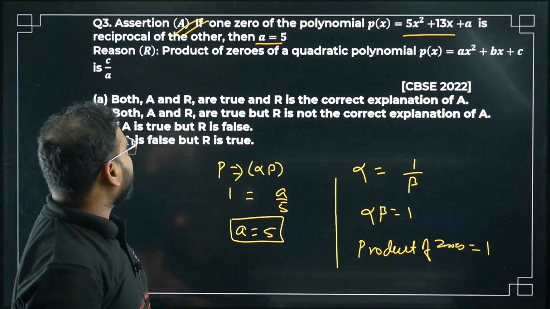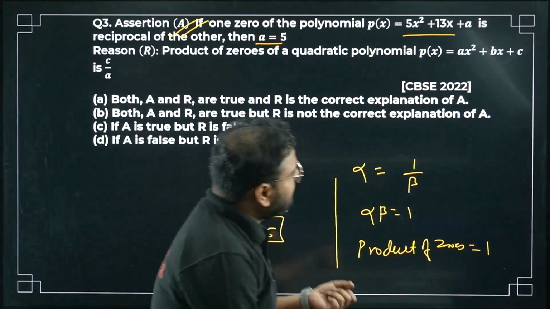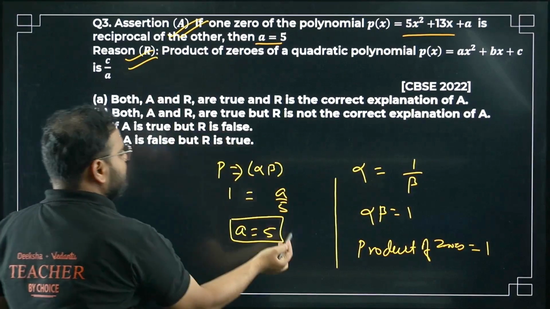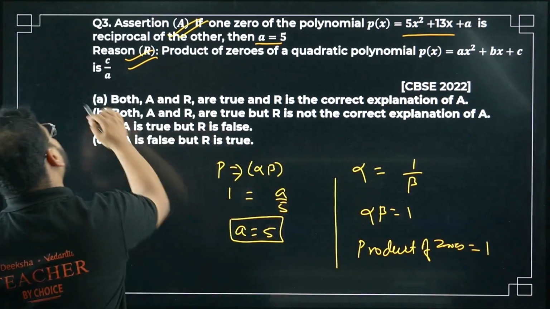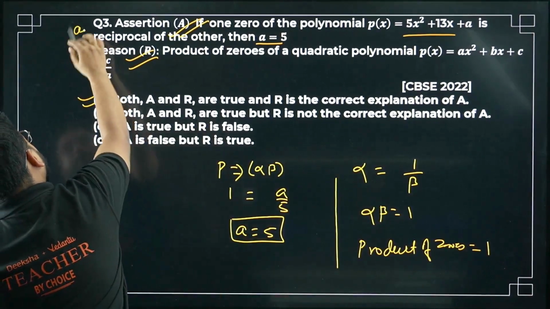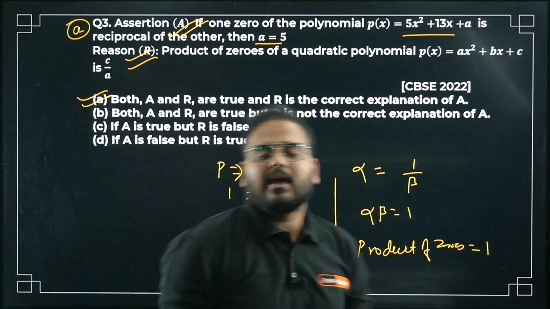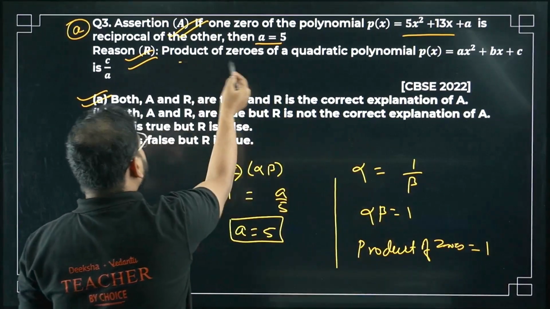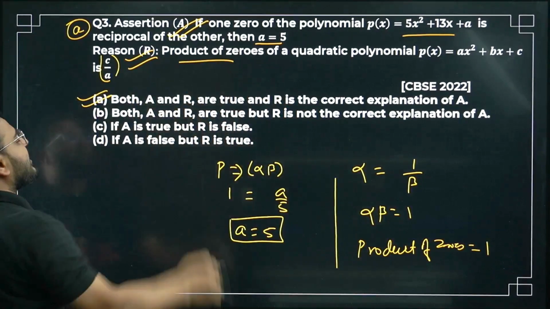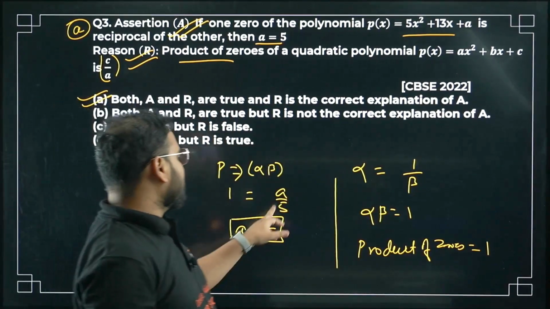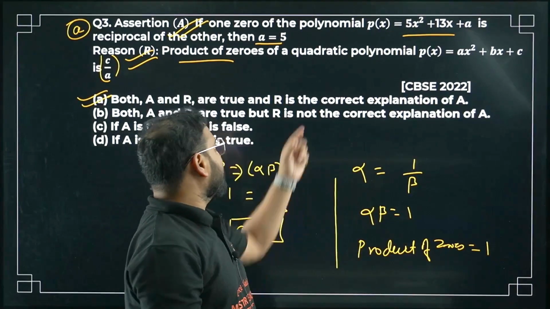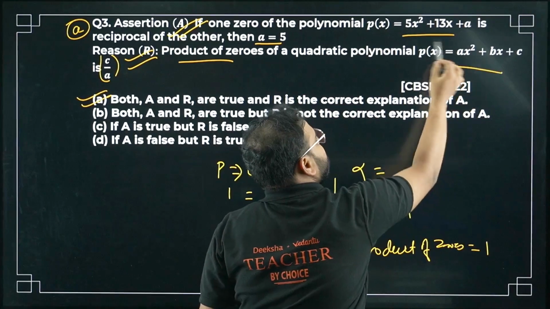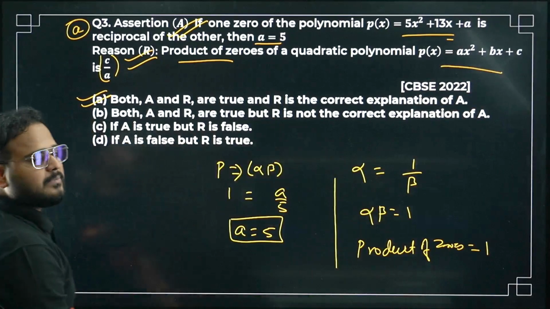The product of zeros of a quadratic polynomial p(x) is c by a. Correct? That's what we've used here. It means option A is correct. Yes, we are using this formula. For the product c by a, please check, option number A is correct. C's value over here is a and a's value over here is 5. Compare this and this. So question number 3 is done.